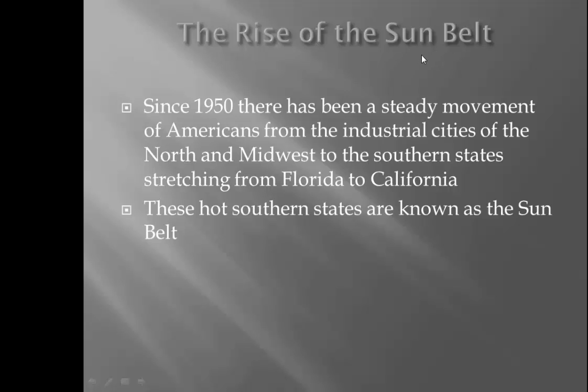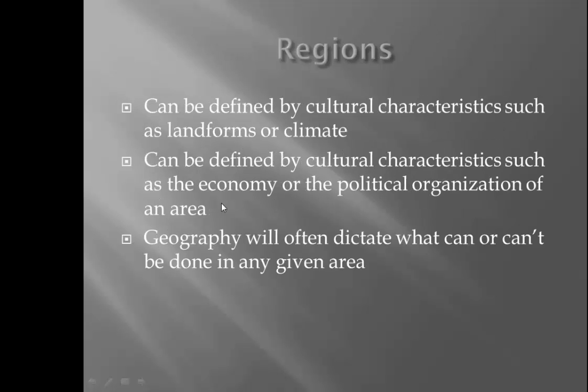Then we have the Sun Belt. Since 1950, there has been a steady movement of Americans from the industrial cities of the North and Midwest down to the southern states, stretching from Florida to California. What do we call that? We call that the Sun Belt. Very easy. Why do we call that? Well, it's sunny down there, right? It's pretty easy. So we'll talk about a couple of belts coming up.